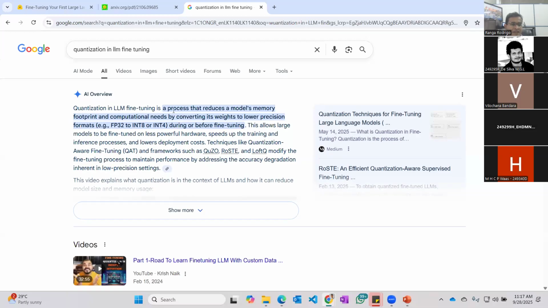So quantization, a process that reduces the model's memory footprint and computational needs by converting its weights to a lower precision format, like floating point 32 to int 8 to int 4, during or before fine tuning. So these are there.